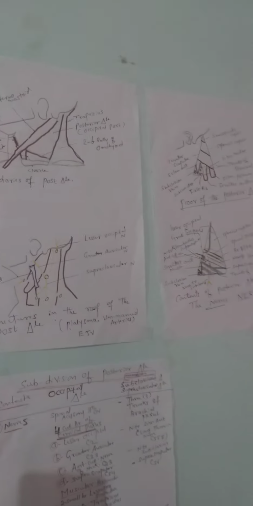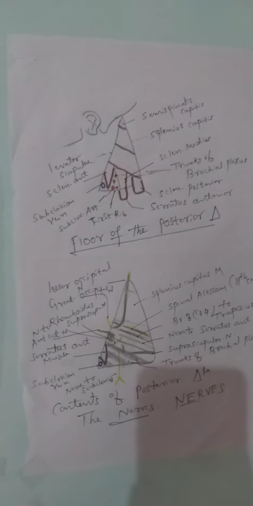Important structures here are the external jugular vein and the spinal accessory nerve, and the splenius muscles. In the supraclavicular triangle you can see the brachial plexus and the third part of the subclavian artery, and the external jugular vein opens into the subclavian vein. These are the things to be known regarding the posterior triangle.